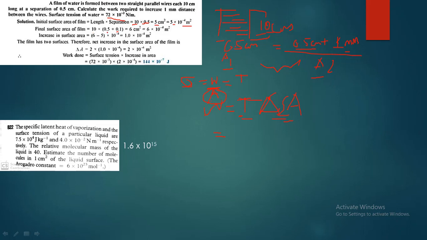Kwa tunakuwa na 10 times 0.6 cm. Kwa tunakuwa na 6 cm au 6 times 10 power negative 4 meters squared. Kwa hiyo ni surface area mpya. So the change in surface area, area 2 minus area 1, we just want the difference. Ni sawa na the final minus the initial. Kwa 6 minus 5 tunapata ni 1 times 10 power negative 4 meters squared. So hii ni change in surface area.